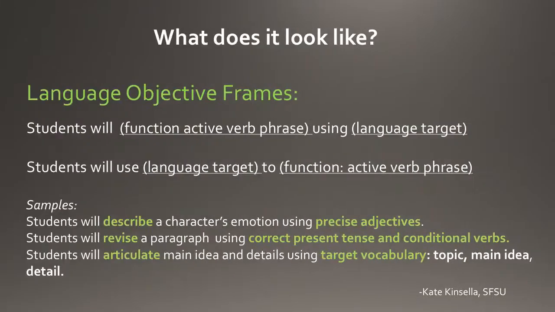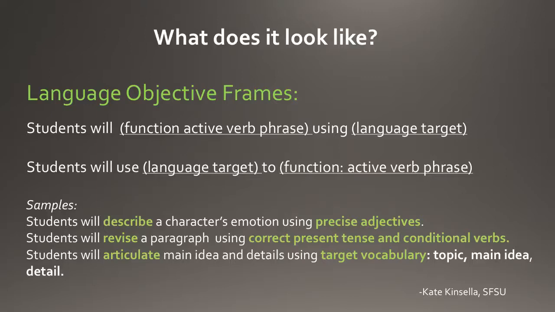Here's a basic frame for writing language objectives, courtesy of our friend and noted EL guru, Kate Kinsella. I like Kate's approach because it scaffolds the process for the teacher and gives little training wheels to get us going. So it begins with students will, then insert an active verb, then tell using what language. Students will do what? Describe a character's emotion. Using what? Precise adjectives. And another, students will do what? Revise a paragraph. Using what? Correct present tense and conditional verbs.